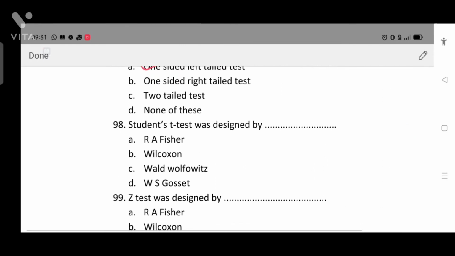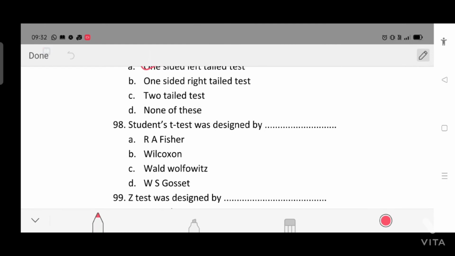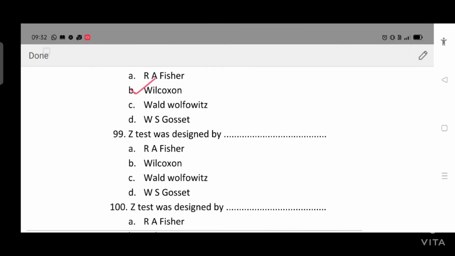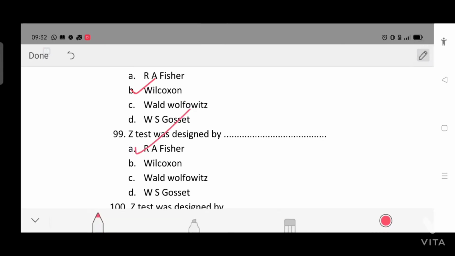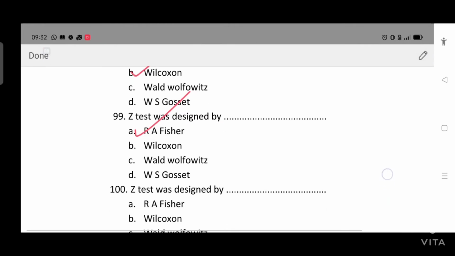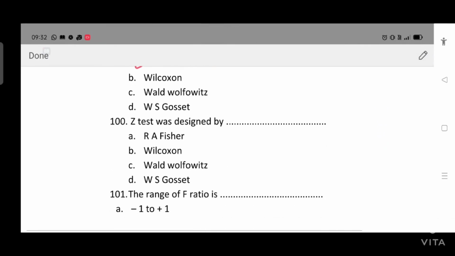Student's t-test was designed by A, B, C, D. Answer B, Wilcoxon. Z-test was designed by, it's very important. Who designed this? Question number 99. R.A. Fisher. Z-test was designed by.